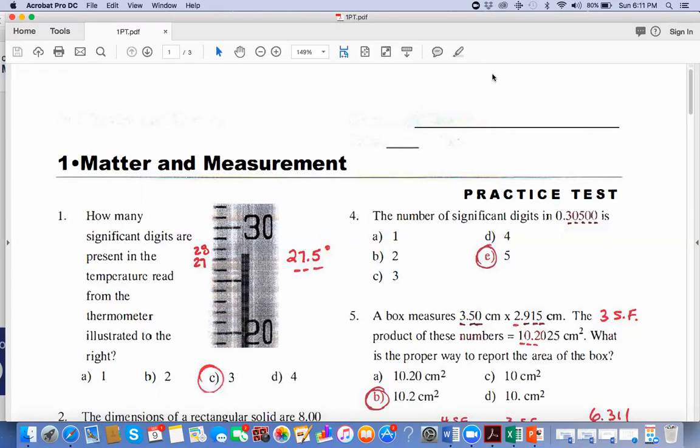So if we're thinking about our significant digits, we always know that we go one past what we can measure. In this case, we would be able to say with some degree of certainty that it was 27.5 degrees. And so that would be 3 significant digits.